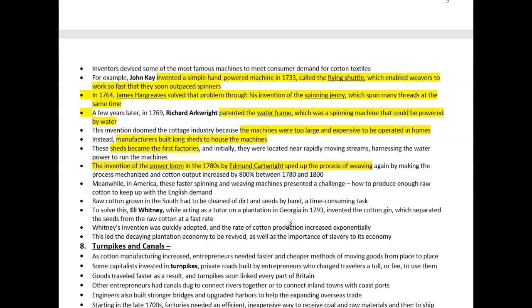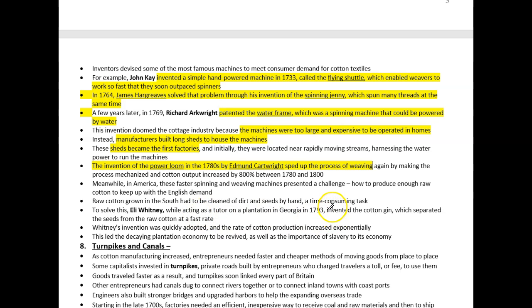raw cotton to keep up with the English demand. Raw cotton grown in the South had to be cleaned of dirt and seeds by hand, a time-consuming task. To solve this, Eli Whitney, while acting as a tutor on a plantation in Georgia in 1793, invented the cotton gin, which separated the seeds from the raw cotton at a fast rate.